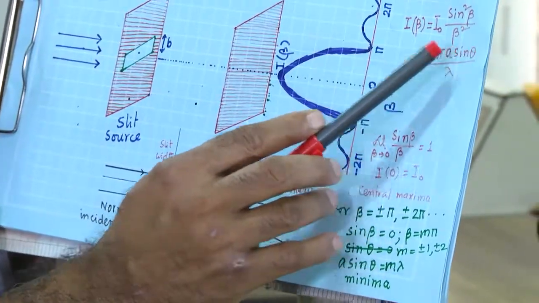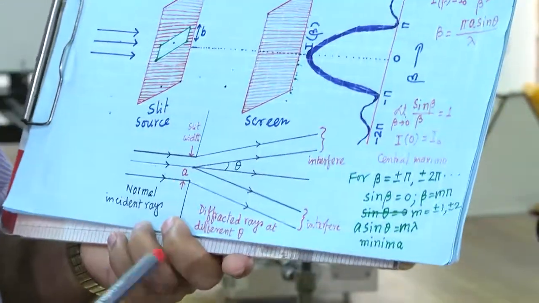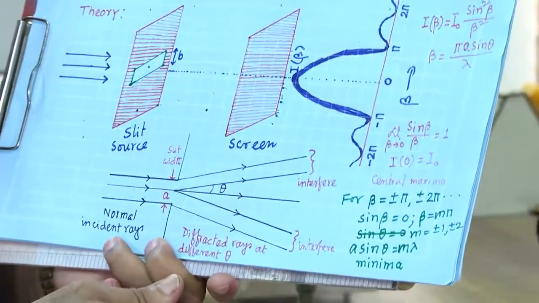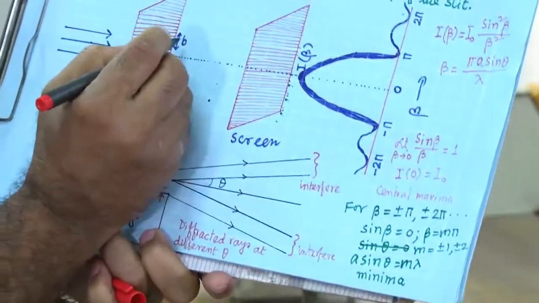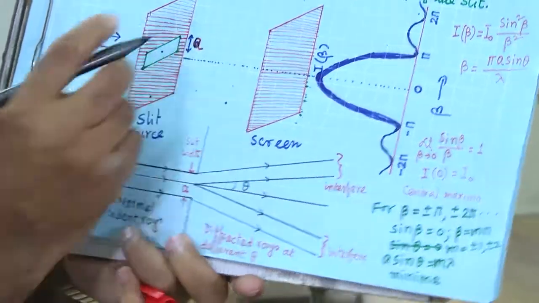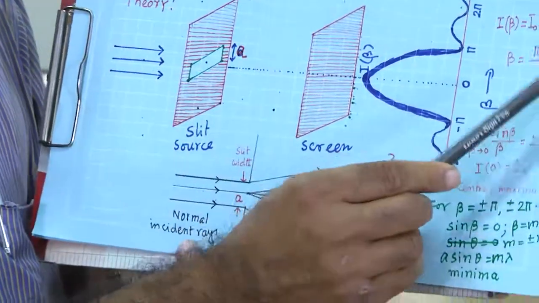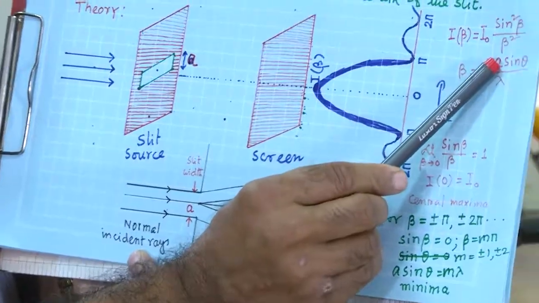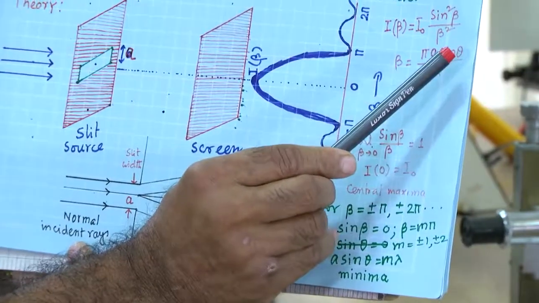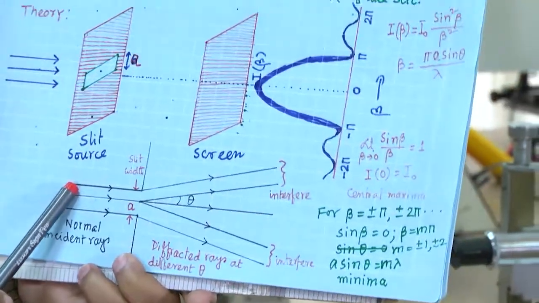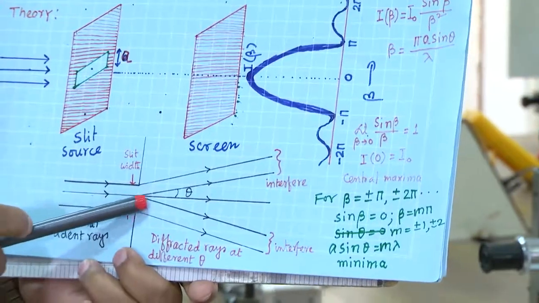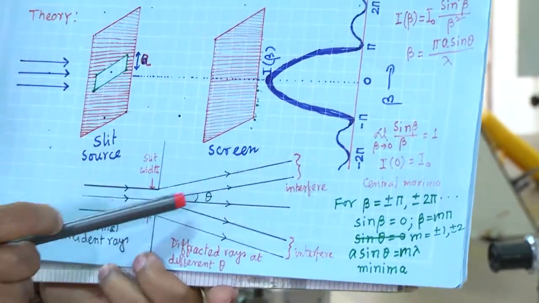Now, a sin theta, what is a? Sorry, here I have written B, but it is basically A, I will change it. So, the slit width is A. So, it will depend on A and it will depend on theta. What is theta? Theta is basically the diffracted angle.